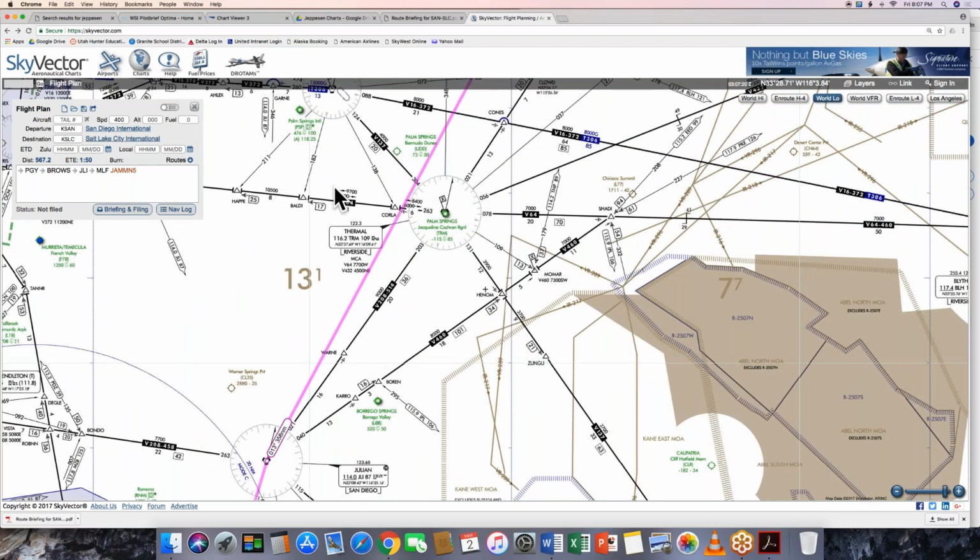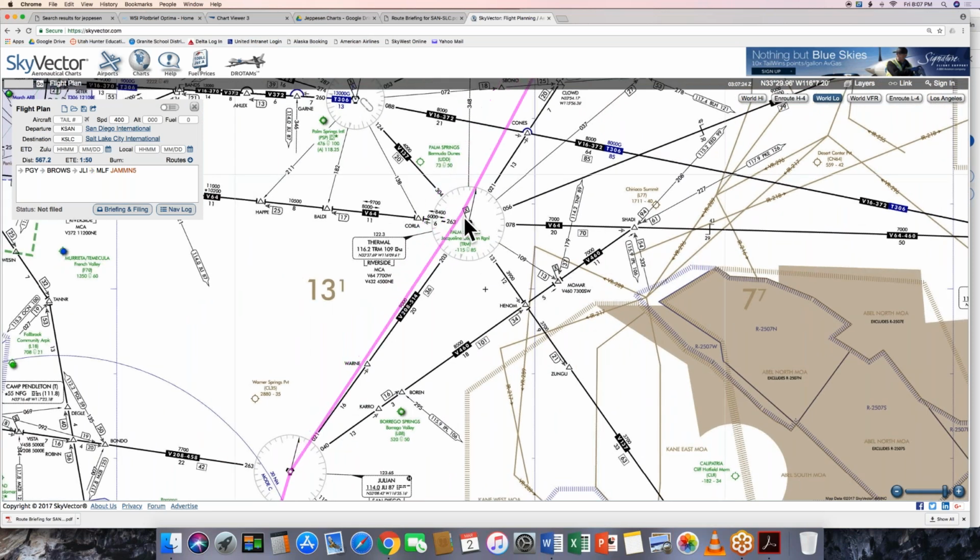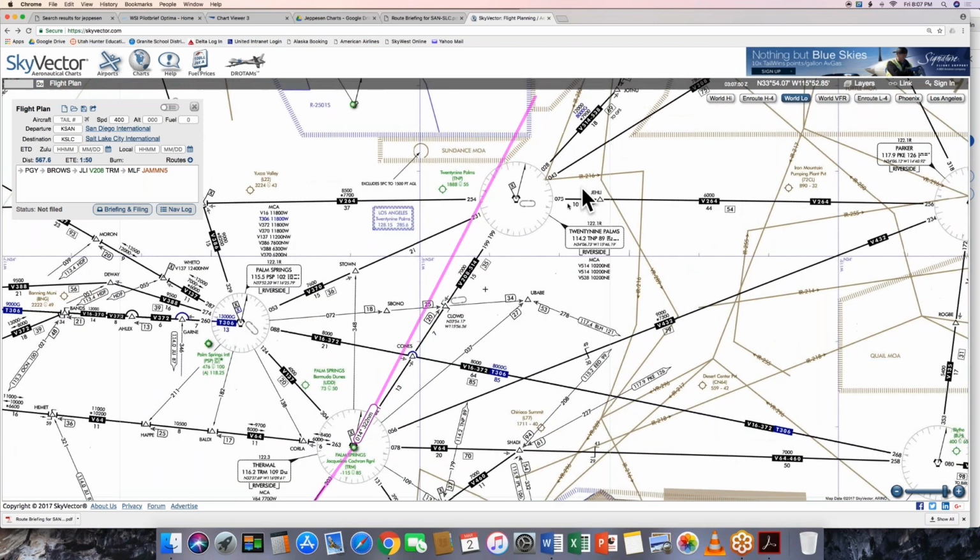So here's something cool about SkyVector: I can grab my route here, put it over the VOR, and it's going to pull up this box when I let go. If I click on this plan right here, does everybody see that highlighted next to the Thermal VOR? If I click plan, it locks it into that VOR, and it will automatically populate my IFR flight plan. Okay. Nice.